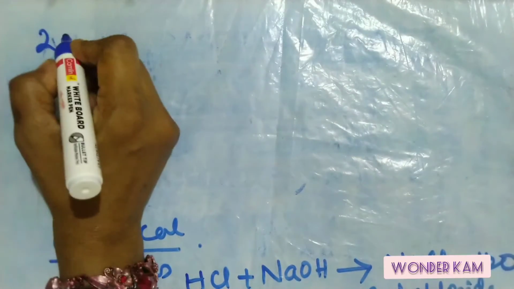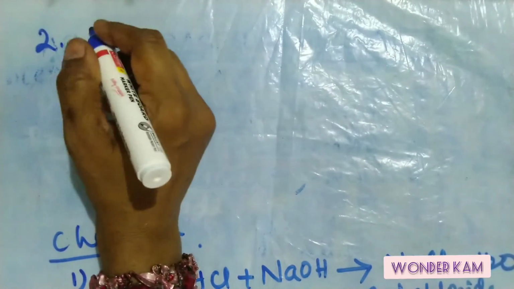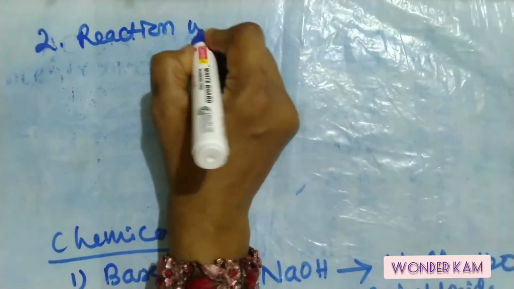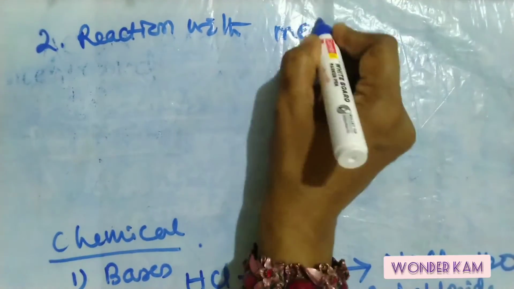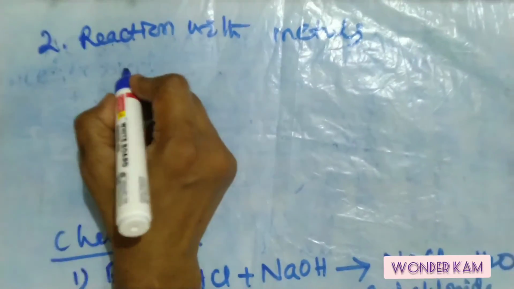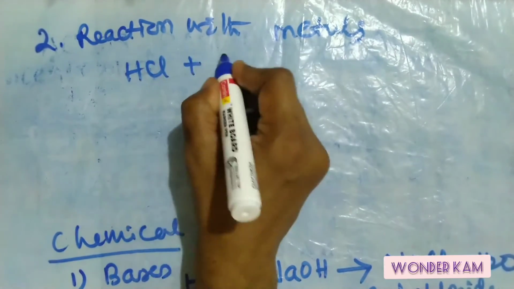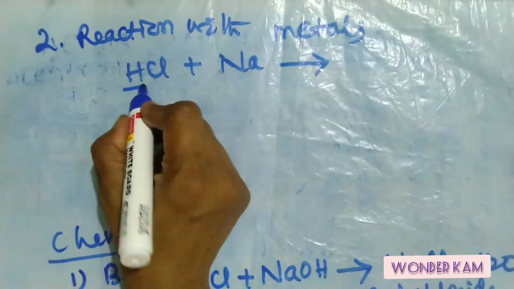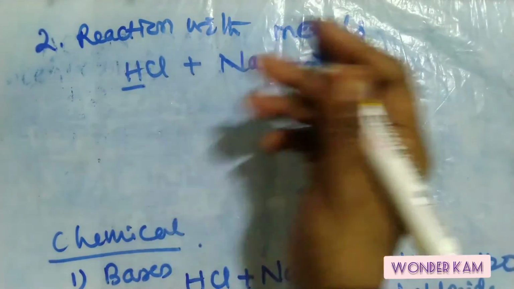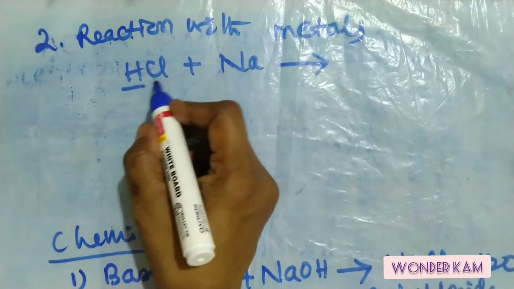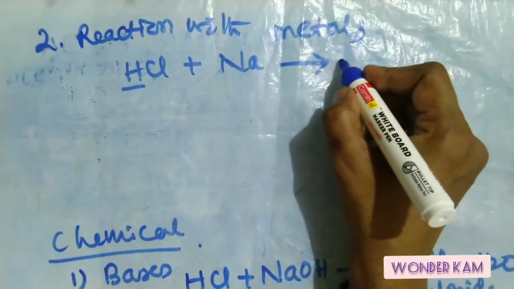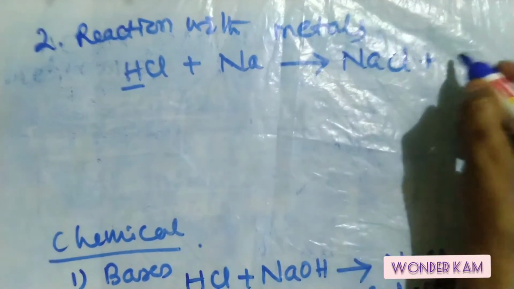The second chemical property, we will discuss the reaction with metals. When the acid reacts with a metal, suppose sodium, one replaceable hydrogen atom is there. In all acids, replaceable hydrogen atoms are there. Here in HCl, one replaceable hydrogen atom is there, so it is replaced by the metal. So we'll get sodium chloride plus hydrogen gas.